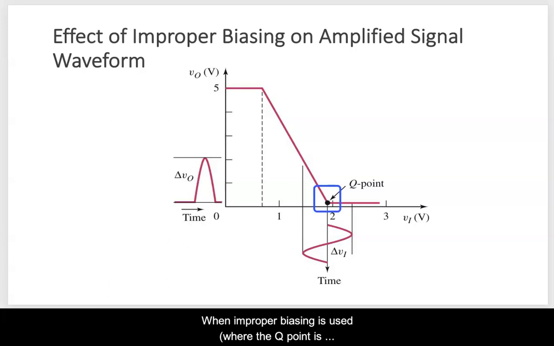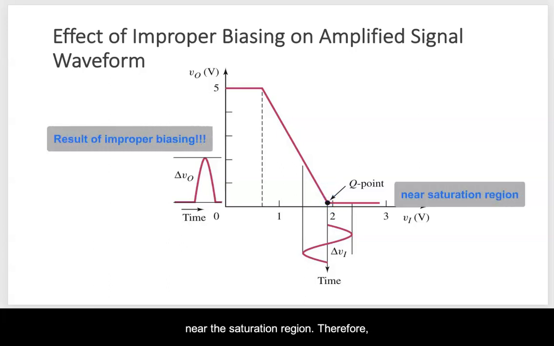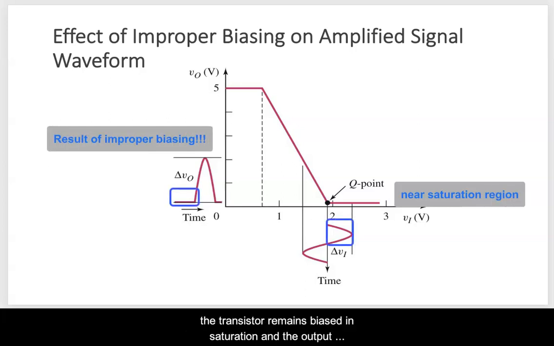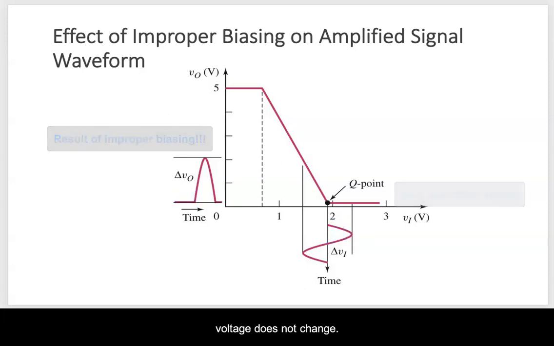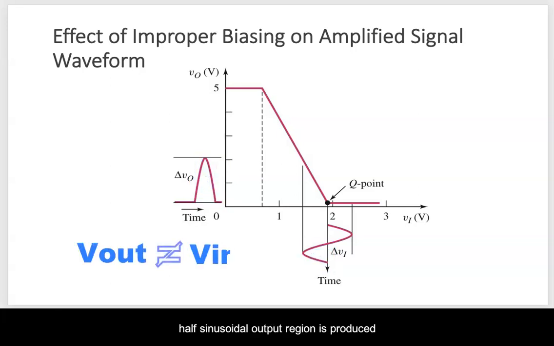When improper biasing is used, where the Q point is near the saturation region, we can see that when the input signal is on its positive cycle, the transistor will remain biased in saturation, and therefore the output voltage does not change. Meanwhile, during the negative cycle, it is biased in the active region, so a half sinusoidal output is produced, hence it does not replicate the input signal.